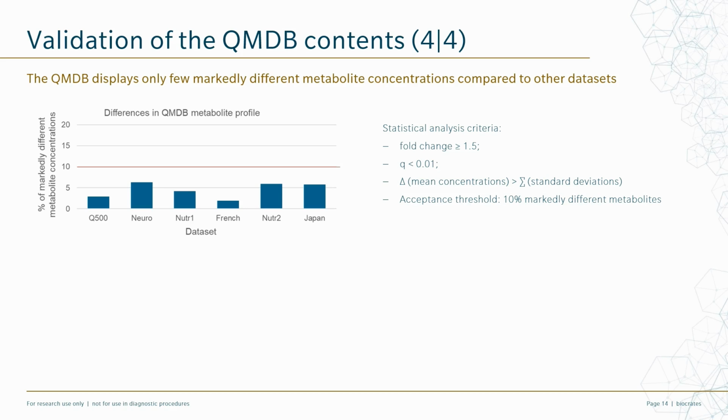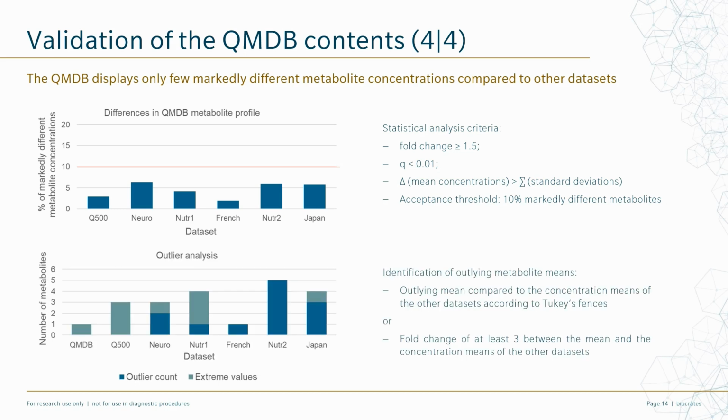We also employed the QMDB Excel template for visualization and statistics for a statistical comparison of means. We used 3 criteria to identify markedly different concentration ranges: a fold change of at least 1.5, a Q value lower than 0.01, and that the standard deviations should not overlap. Only between 2 and 7% of the concentration means were markedly different from the means in other datasets. In all of these comparisons, the percentage stayed below the acceptance threshold, which we set at 10%.